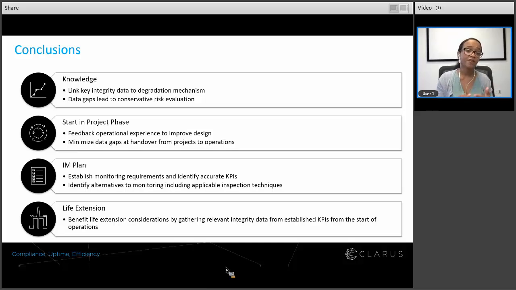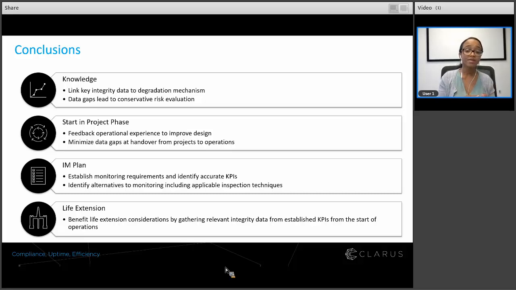Starting in the project phase, feedback from the operational experience and integrity experience from both SMEs as well as the operator can help improve design and also minimize data gaps from handover during projects to operations. A key example of this: we were working with an operator where several jumpers had hot spots where we were observing very rapid corrosion. And so in subsequent tiebacks, the feedback was implemented in selected cladding at those locations, and therefore more effectively mitigating the risk for those assets.